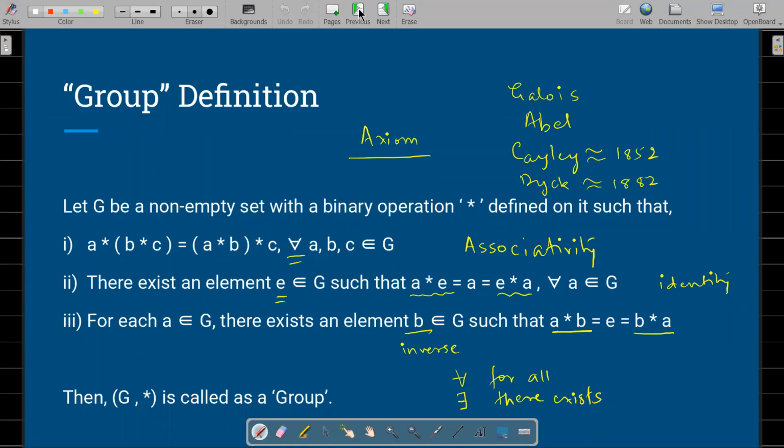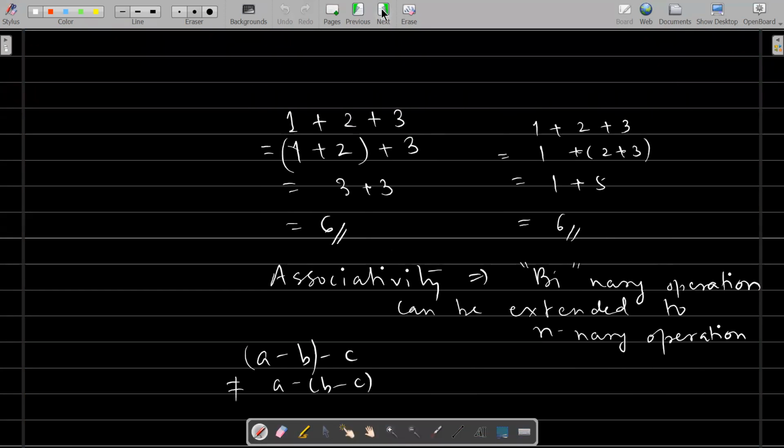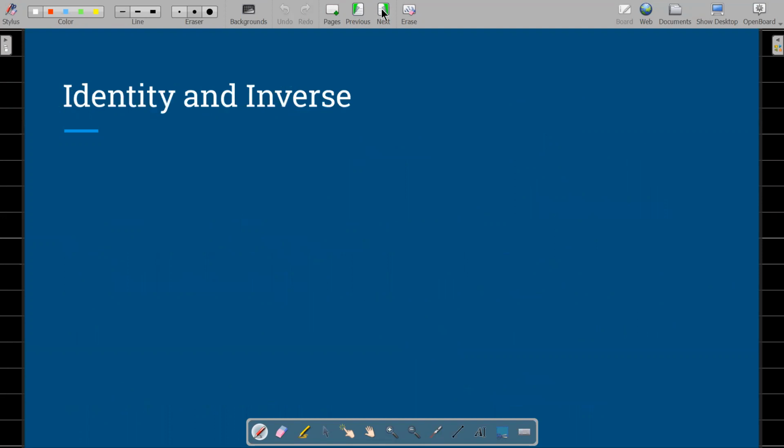So the definition claims that there exists some element. How many elements, that is not clear from the definition, right? And just with these axioms itself, we'll prove that identity and inverse are unique. So, proposition. And I'll prove one result, and similarly on the same lines, you tell me for the other one.